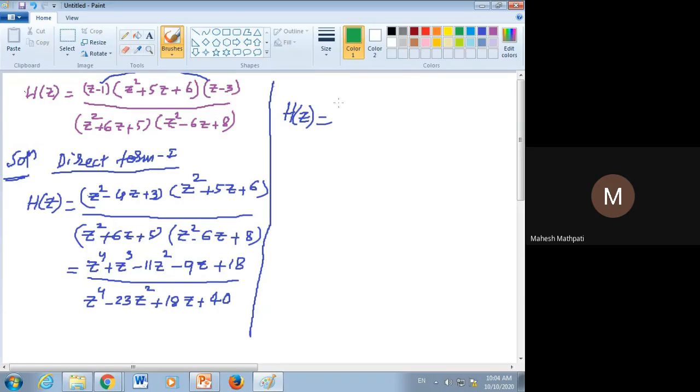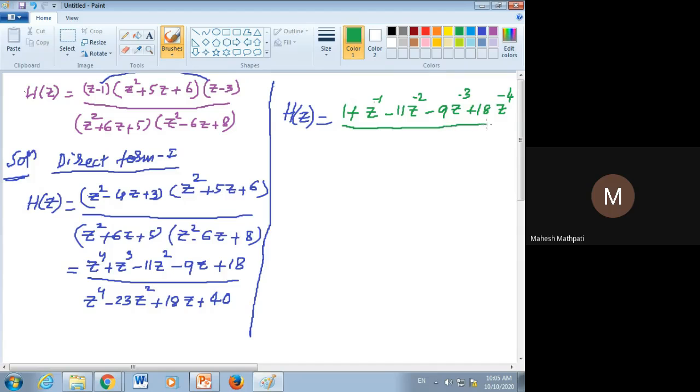Very good. So what will I write? 1 plus z raised to -1, then minus 11 z raised to -2, minus 9 z raised to -3, then plus 18 z raised to -4. This is the numerator term.